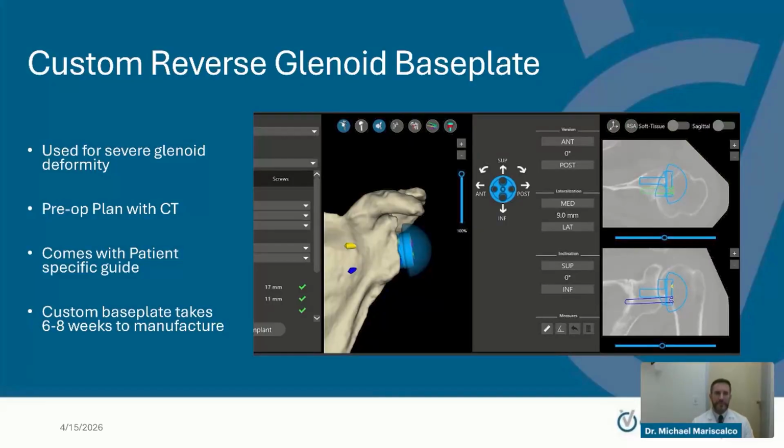So CAT scanning preoperatively is extremely beneficial in these complex cases. They're actually being able to use it now more even for revision cases. But I think taking advantage of this type of technology has helped surgeons improve patient outcomes. Next slide, please.